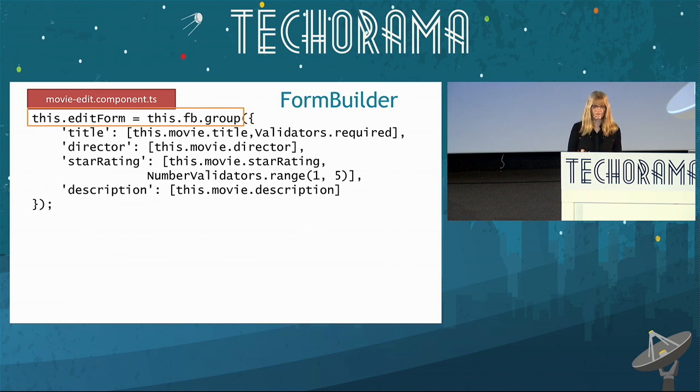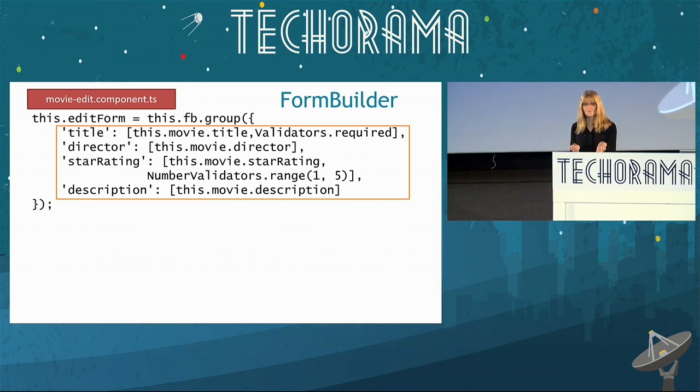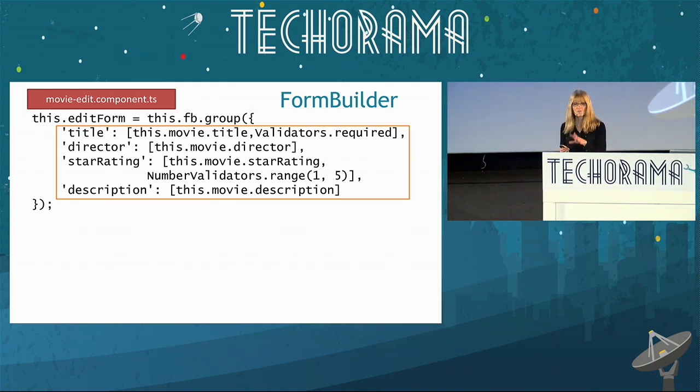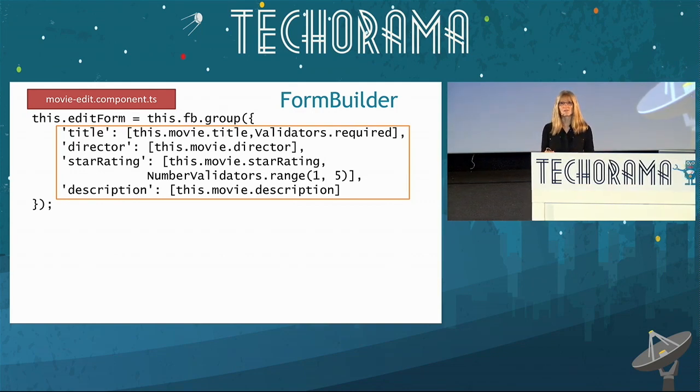So I'm defining my FB as my form builder. I'm calling group and then passing it an object with my controls, and then passing an array of all of the other things I need to pass. Again, it's your default value, your synchronous validators, and a third array element would be my async validators.